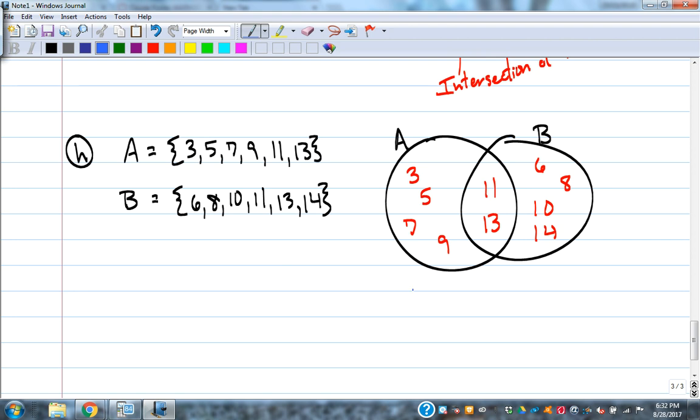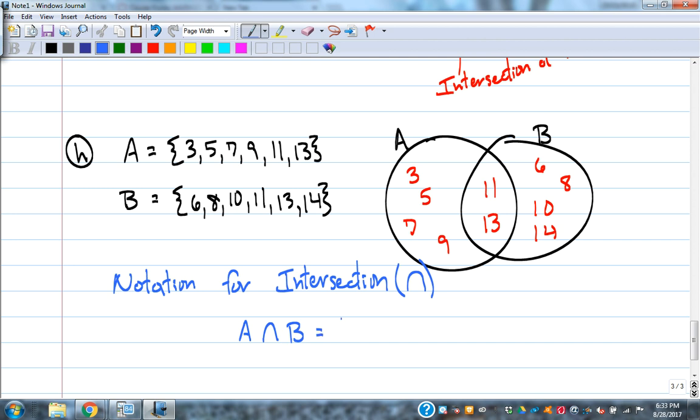Now, the notation for intersection. This is getting a lot of notation. Intersection is an upside down U. A intersect B has these 2 elements, 11 and 13. That's what that Venn diagram is showing, the intersection of set A and B.